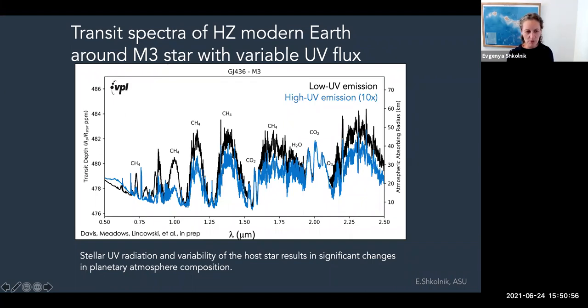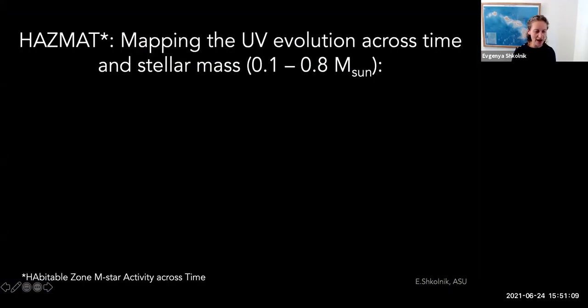So this should bring home the point that we're going to be collecting, hopefully, many spectra of Earths in habitable zones, one way or another, but we need the UV in order to understand them. So we started a few years back, in order to help answer this question, the HAZMAT program. It stands for the Habitable Zones and M-star Activity Across Time, with a goal of mapping the UV evolution across the low mass star range, so going from late M's all the way to K stars as well.